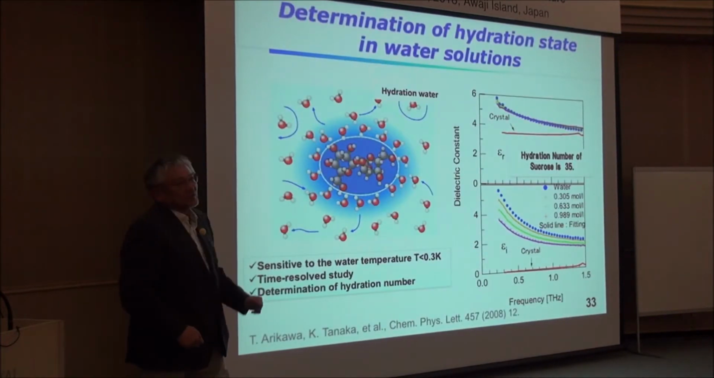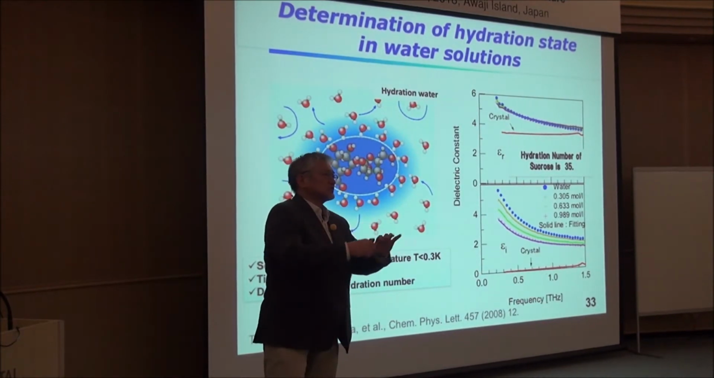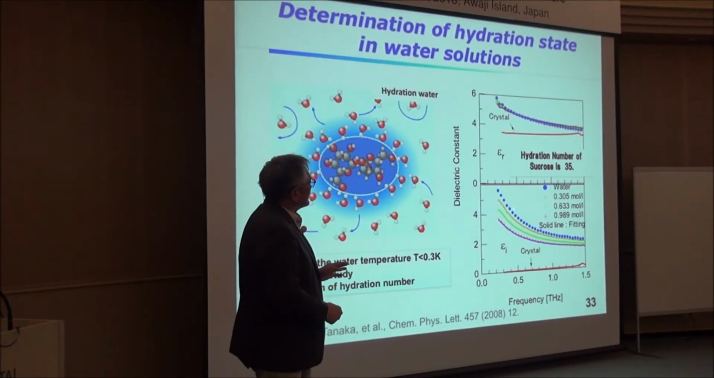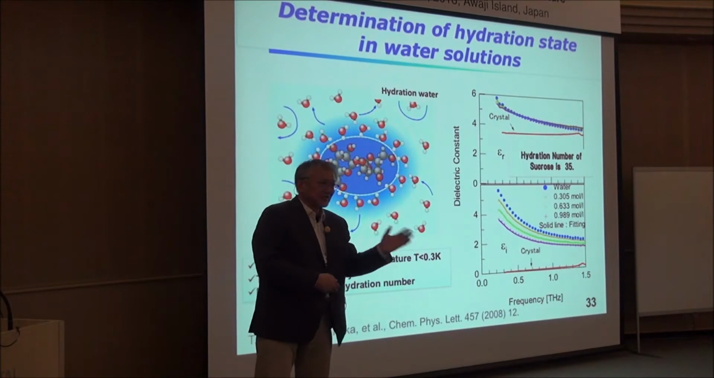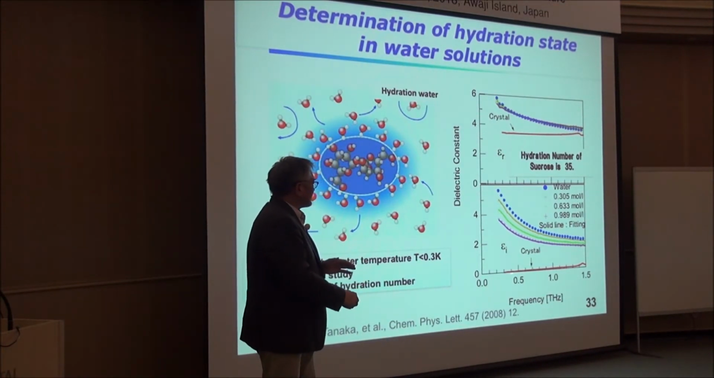So one example is sucrose. If you mix sucrose into the water, the Terahertz spectrum decreases like this. This is pure water, and if you add sucrose, the imaginary part decreases like this. This red curve is the sucrose crystal absorption spectrum, so nothing exists around 1 terahertz, but a decrease occurs.